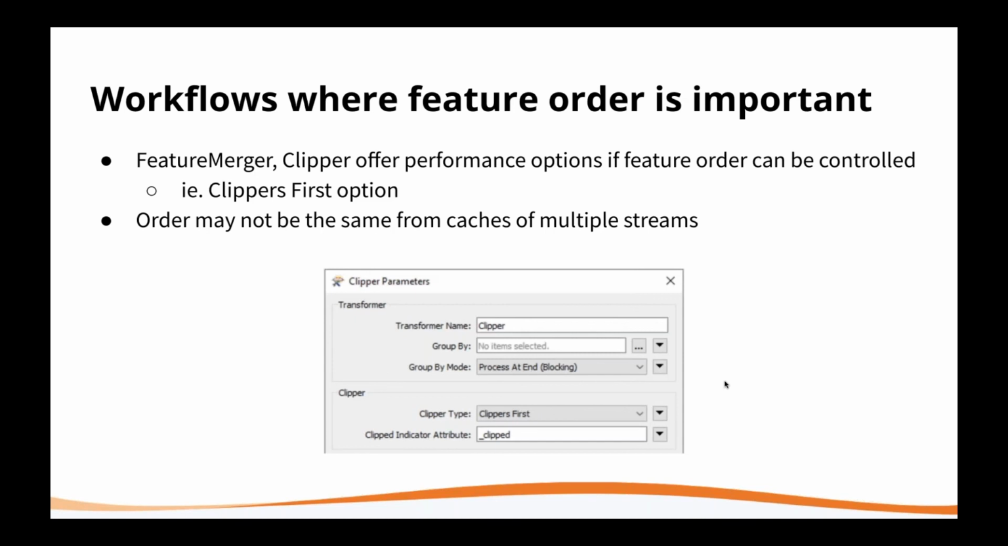This can really improve your performance, but the problem is that the order you've set by organizing the readers isn't necessarily retained in the feature caching. It really depends on how far down the list the caches are, what's between them, and how it's read. So if there are any workflows where feature order is important, it would probably be a good idea to turn the caching off.